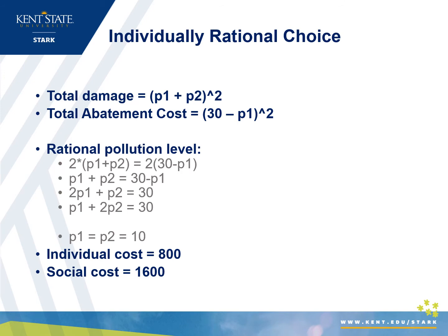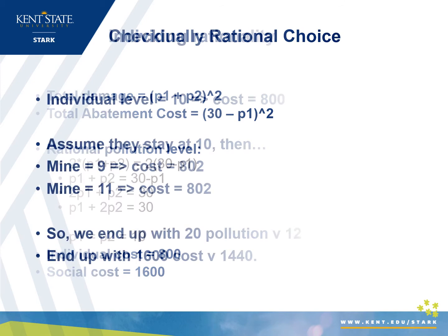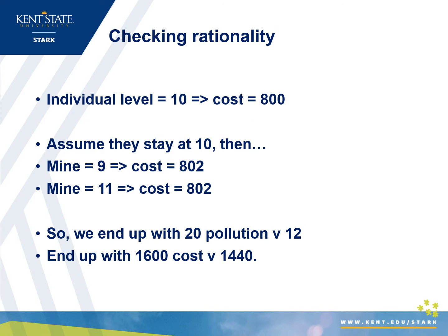So the result here is that each individual would end up having a cost of pollution of 800 total once you add the damage that's being done both by themselves and by the other, and also the abatement cost that they themselves are taking on. The result then would be a total social cost of 1600. Now note this social cost of 1600 is greater than if we made the collectively optimal choice of 1440. So you can put all of this into game theory using a game matrix, but we'll get to that.